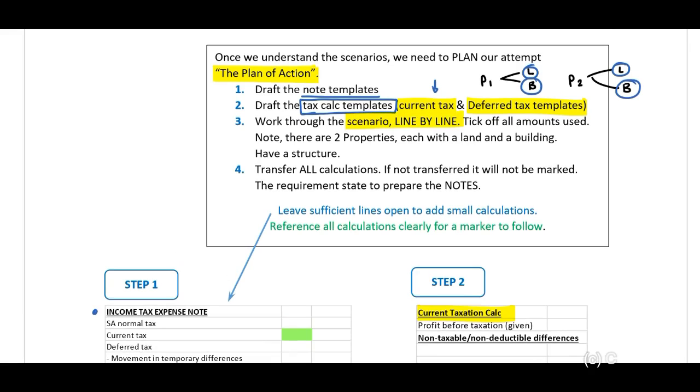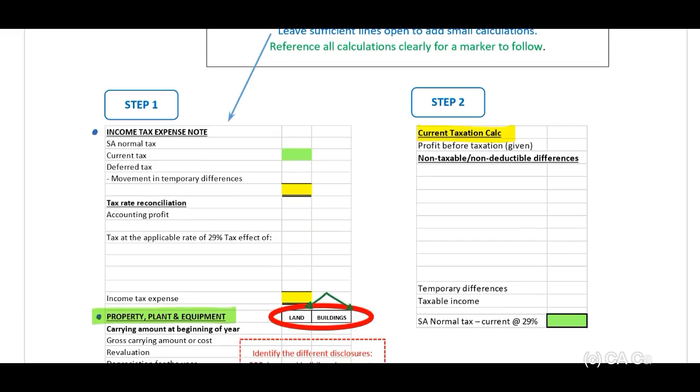Right. Now, step 3, you need to refer back to your scenario and work through the scenario line by line. You need to tick off all of the amounts used. Remember, have a structure. If you have a structure, you will be able to score the maximum number of marks. And then step 4, transfer all your calculations to your notes. If you're not going to transfer your calculations, they're not going to mark the calculations. The requirements state that you need to prepare the notes. Remember to leave sufficient lines open to be able to add smaller calculations in your templates, and then please make sure that you reference all of your calculations clearly.